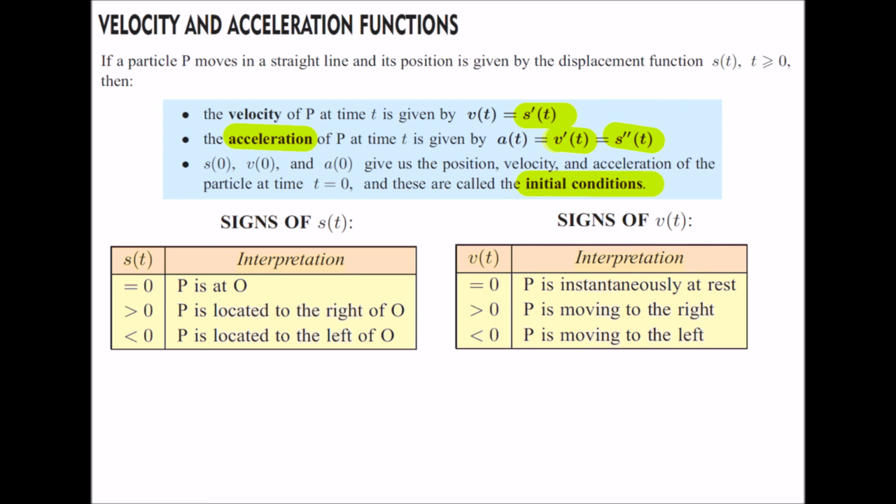If the velocity of the object is 0, that means the object is instantaneously at rest. If the velocity is greater than 0, that means the object is moving to the right. And if the velocity is less than 0 or negative, that means the object is moving to the left.